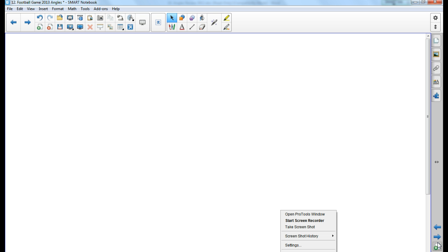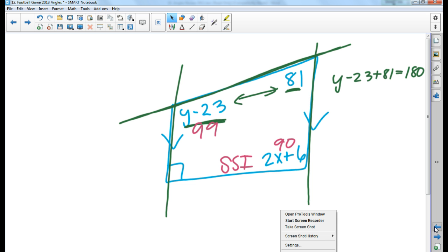So y is 99. Wait. No, you had to solve. Y minus 23 is 99. Add 23 to both sides. And you might have had a different quiz.